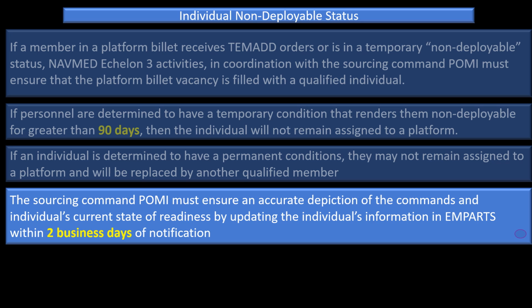The source and command POMI has to ensure that there's an accurate depiction of the command and the individual's current state of readiness by updating an individual's information in IMPARTS within 2 business days of notification. So if you go on LIMDU, you yourself have 48 hours to let the POMI know, and then the POMI's only got 2 days to make sure that it's updated in IMPARTS.